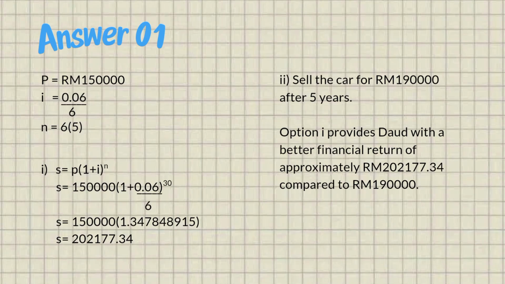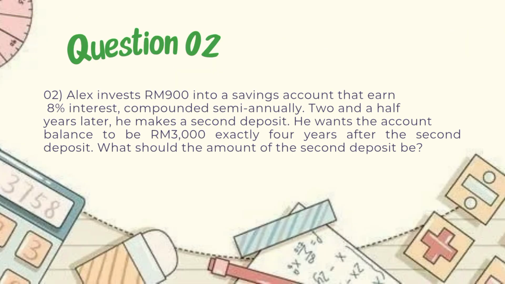So we get the answer RM202,177.36. Option 2. Sell the car for RM190,000 after 5 years. So the better option is option 1 because option 1 provides Daud with a better financial return of approximately RM12,177 compared to RM190,000.